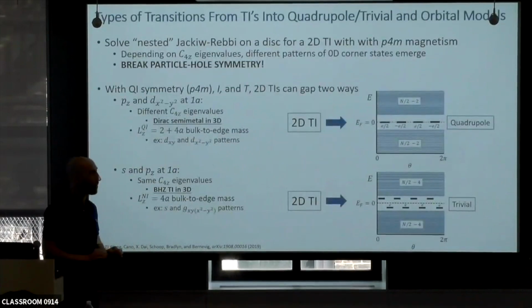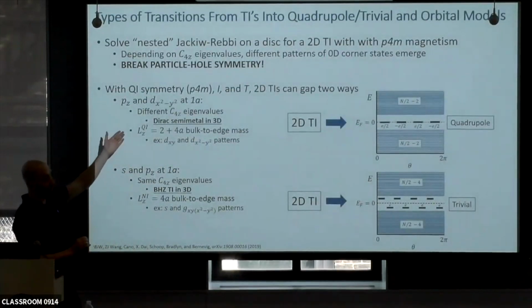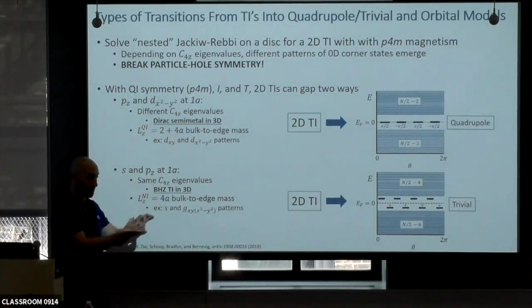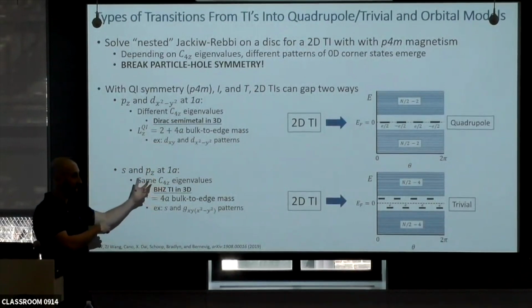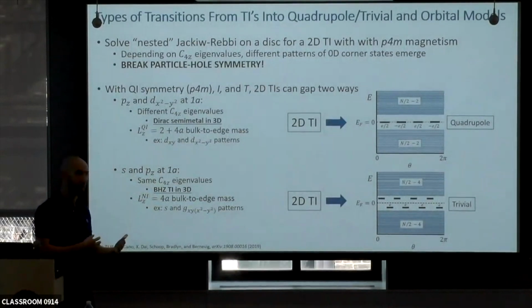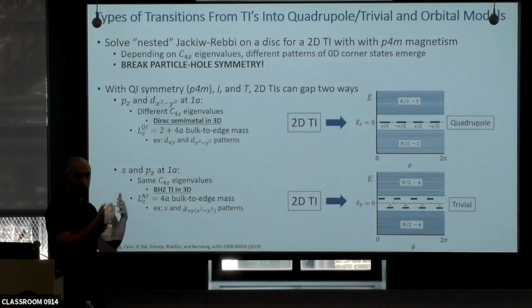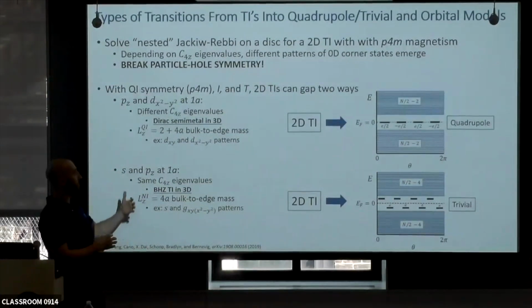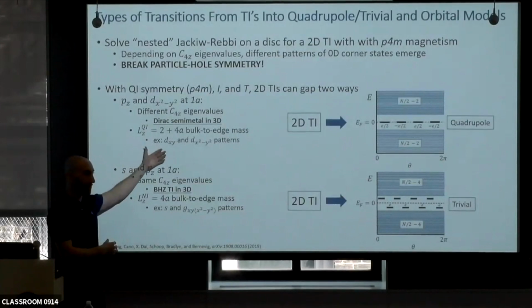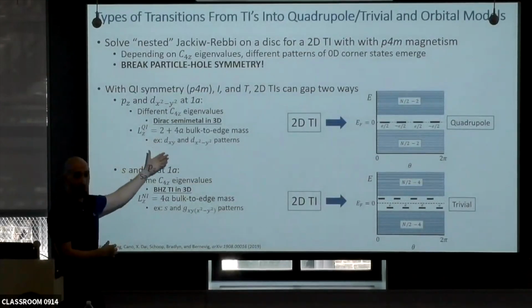And so what I can do is take a 2D TI with the symmetries of the quadrupole, place it on a disk, and I can analytically solve the Jackiw-Rebbi theory and some nested Jackiw-Rebbi theories, and then break particle hole symmetry. And I can ask, given all the symmetry allowed mass terms for different 2D TIs with these symmetries, so 2D TIs with different eigenvalues and the same symmetries, what kind of corner spectrum emerges? And so for a 2D TI with different C4Z eigenvalues, I find that I get an angular momentum 2 plus 4n set of corner modes.